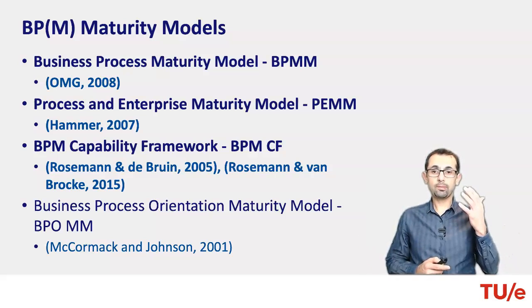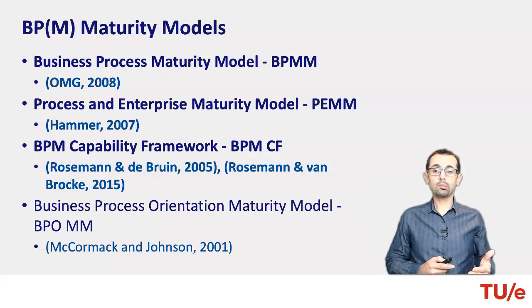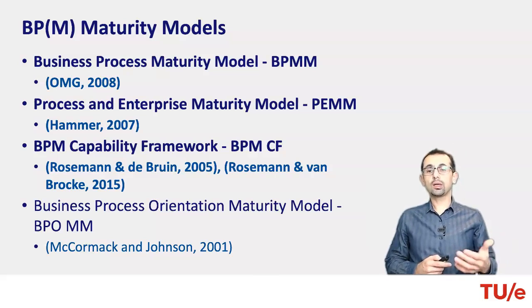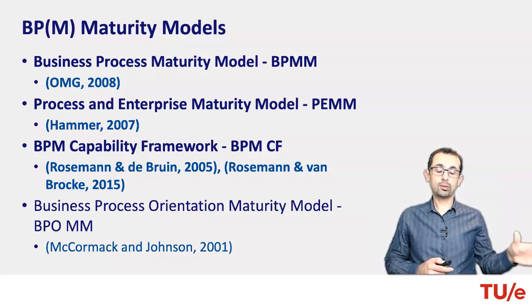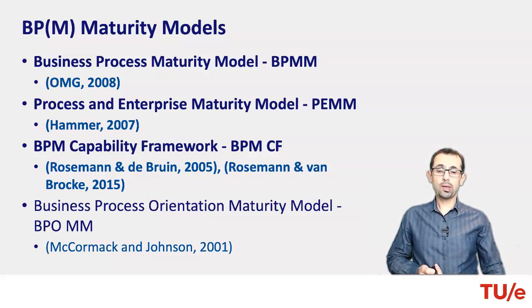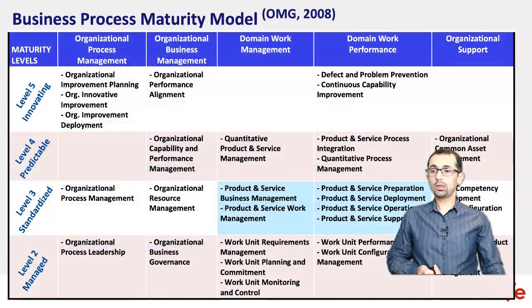Anyway, there is also Hammer's process and enterprise maturity model, the PEM model, and the BPM capability framework, which is also the model that's mentioned in several places in our book. And the last one, McCormick's business process orientation maturity model, BPOMM, was also highly popular, but less these days, so I'll not be talking too much about that. In the next few videos, including this one, I'll very briefly go through the first three. So let's start with the first one, the BPMM, the one from the OMG.